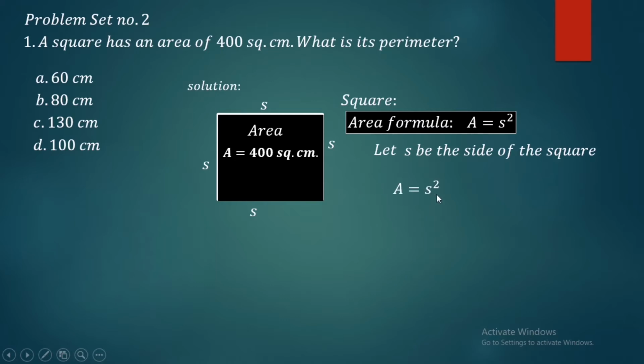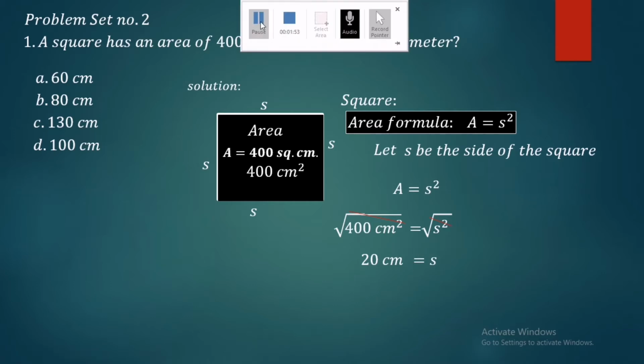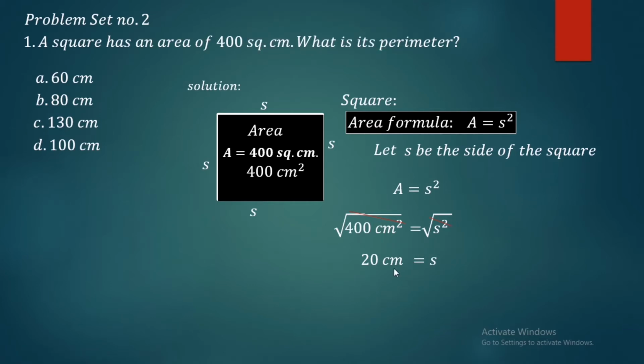A is equal to S raised to 2, and 400 square centimeters can also be written as 400 centimeters raised to 2, which is equal to S raised to 2. To eliminate the exponent, square root both sides. The square root of 400 is 20, then centimeters, then S, which is our side of the square. So the side of the square is equivalent to 20 centimeters. This is our measure for each side of our square.